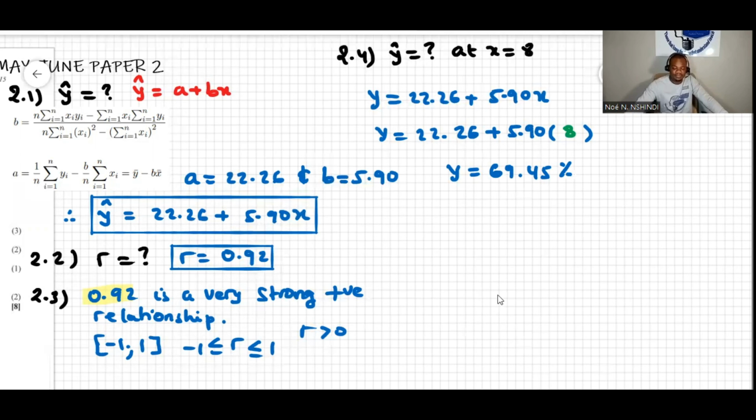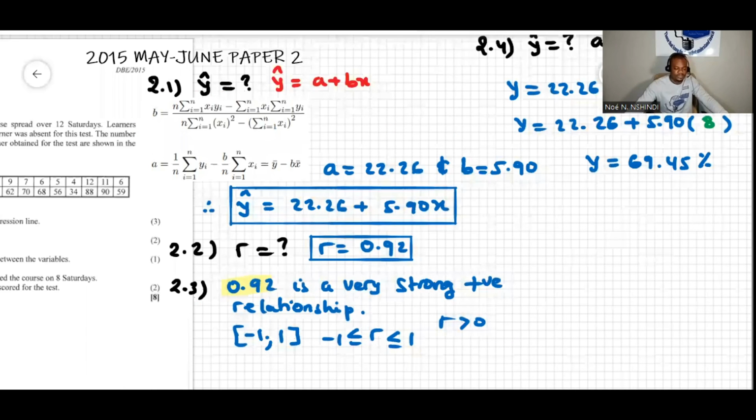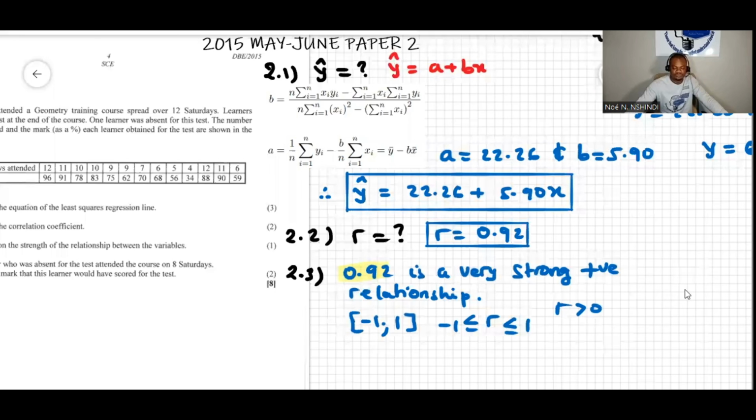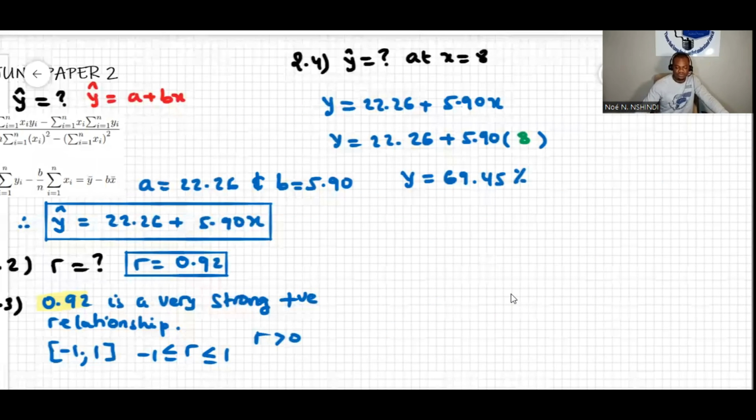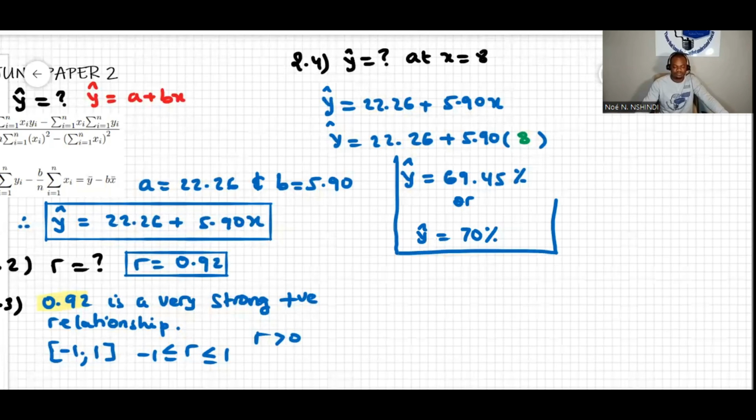But now, the percentage here must be an integer, so y can be rounded up to 70. It must be 70%. The two answers are correct. Thank you.